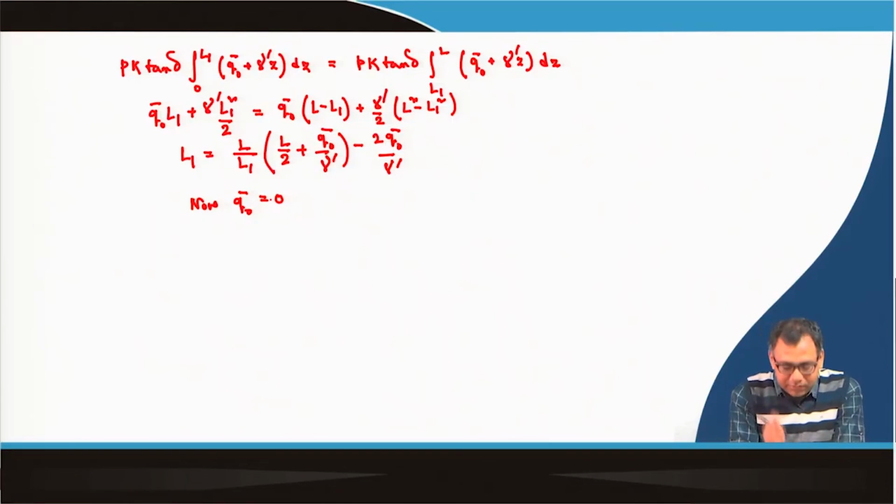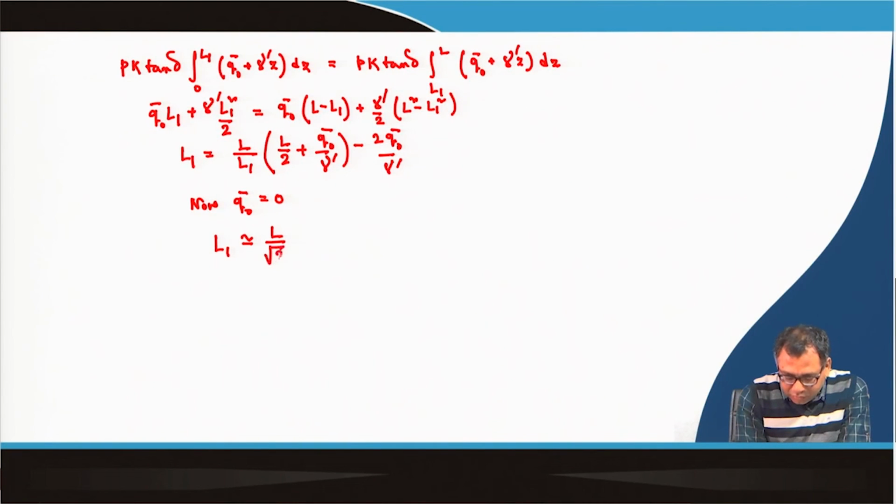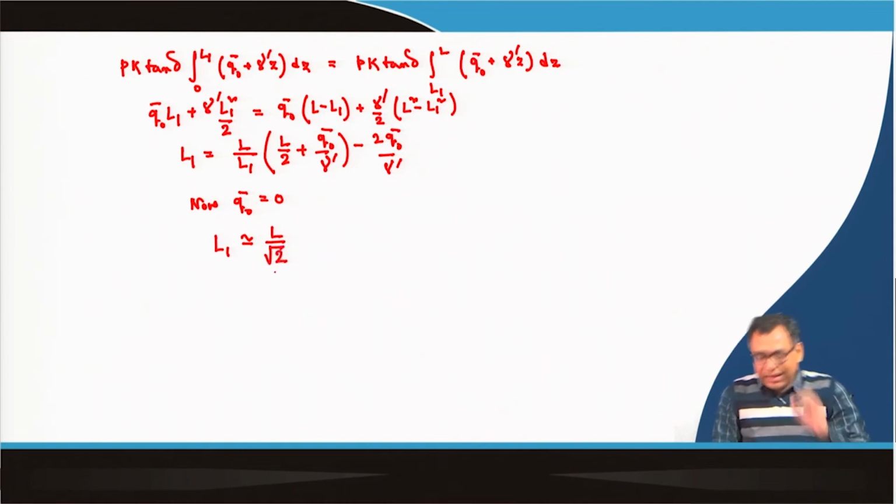So, we have taken q 0 bar is equal to 0. The L 1 is roughly coming out to be L by root 2, but actually q 0 will not be 0, okay? Because if the q 0 is 0, then this consolidation will not start. If we do not place any field, then the consolidation will not start. So, that is equal to L is close to L by root 2.